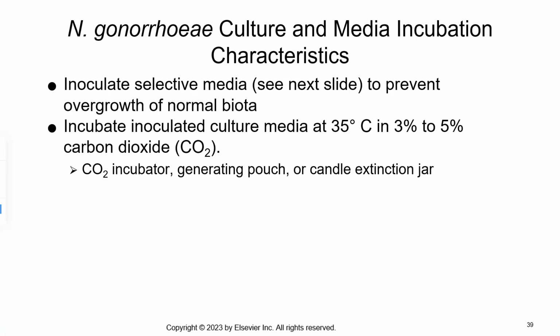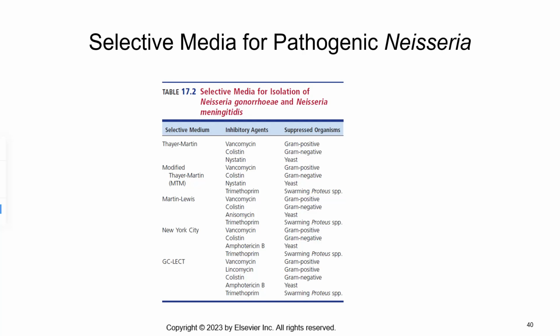Inoculate the selective medium to prevent the overgrowth of normal biota. Incubate it at 35C and 3% to 5% CO2. And here are some different media that are used. Thayer-Martin or modified Thayer-Martin: on the qualifying exam, it very well could ask you questions about what type of selective media would be used to isolate gonorrhea.